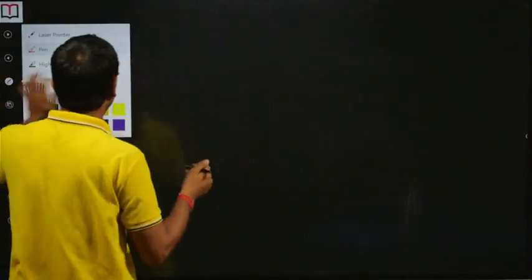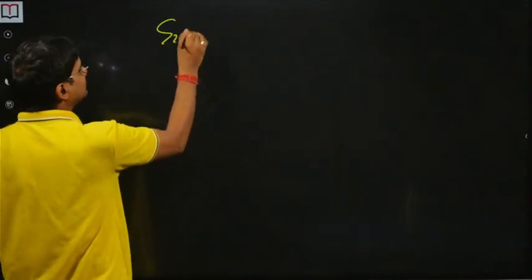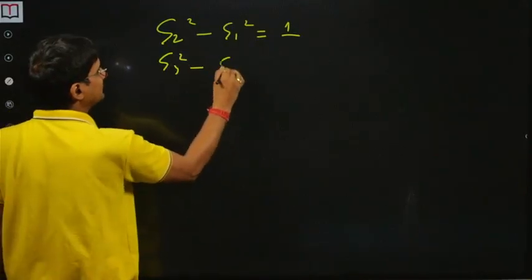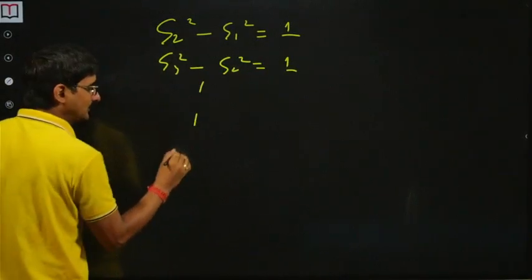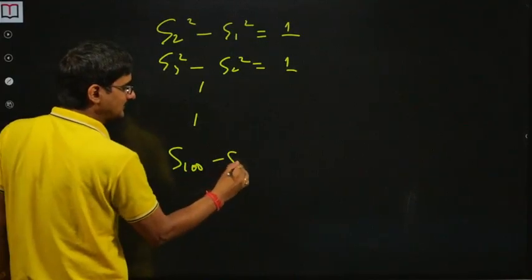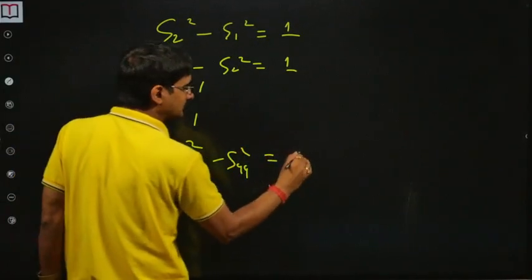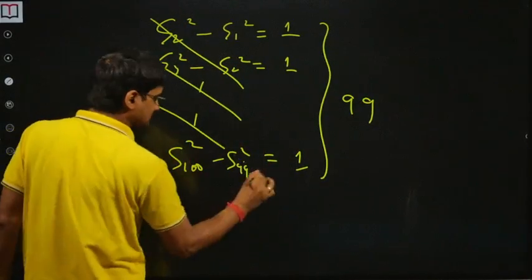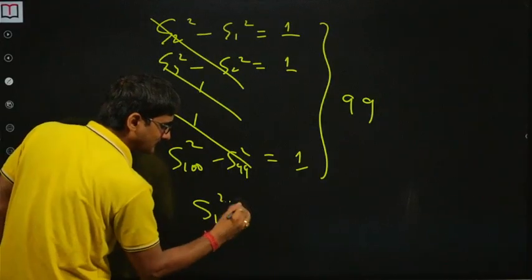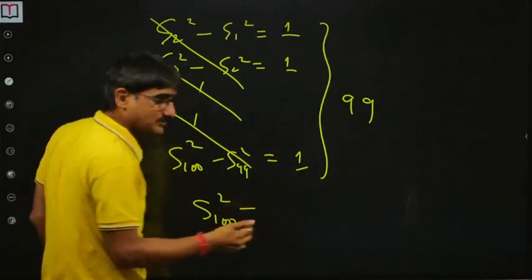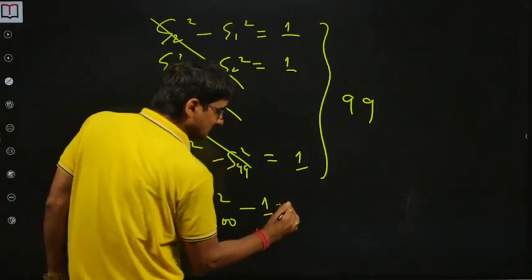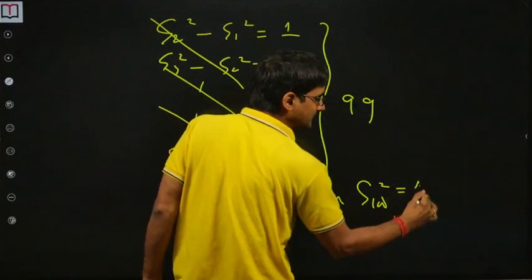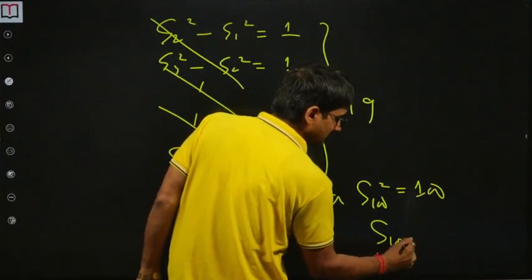Now just go on putting the values here. So S2 square minus S1 square is equal to 1, S3 square minus S2 square is equal to 1, and so on and so on, up to S100 square minus S99 square is equal to 1. How many terms do we have? We have 99 terms. When you add them, they will get cancelled. So S100 square minus S1 square, which is 1 because it is the same as T1, is equal to 99. So S100 square is equal to 100. Hence, S100 is nothing but 10.